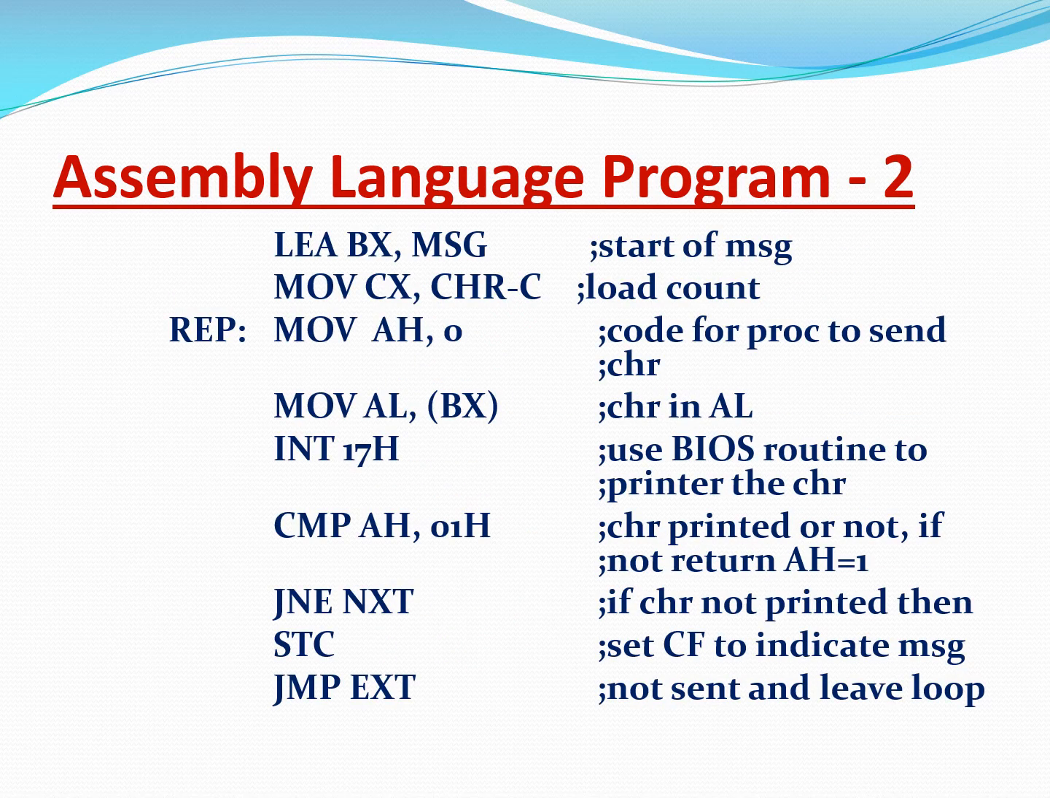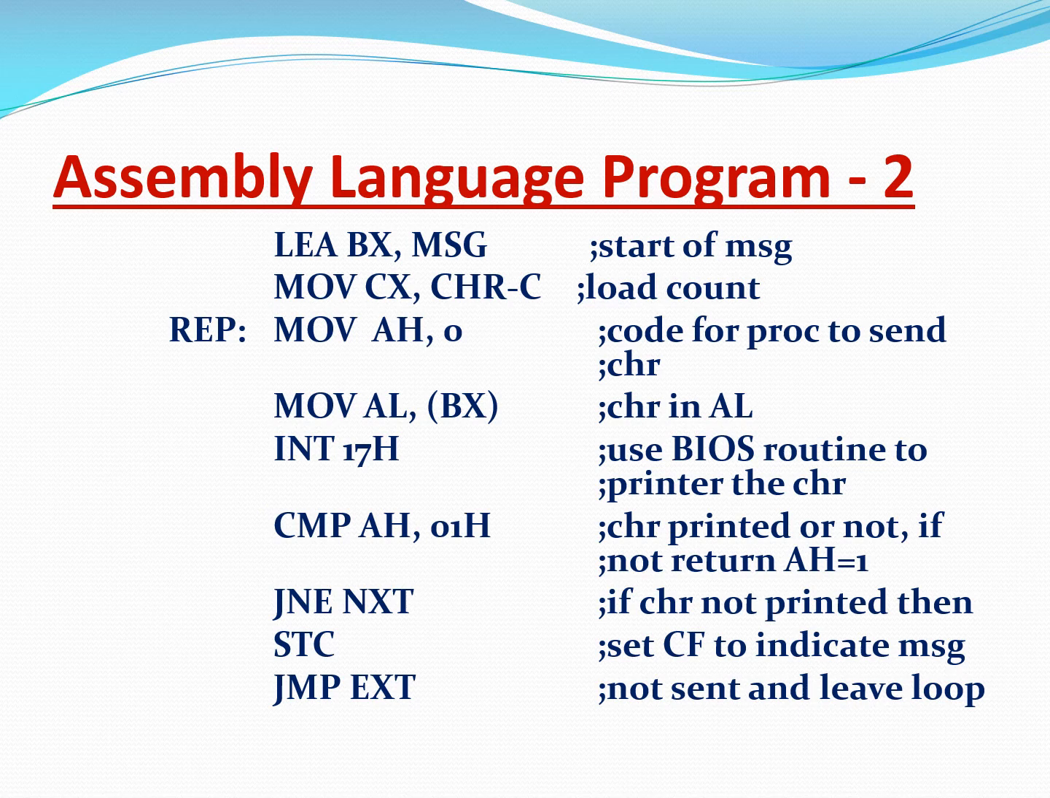Now then we say LEA BX, MSG, load effective address, that is, we load BX with the start of the message address. MOV CX, character count, so we load the count in the CX register. Then we give the repeat label, REP colon, MOV AH, 0. This is the code for the procedure to send the character.